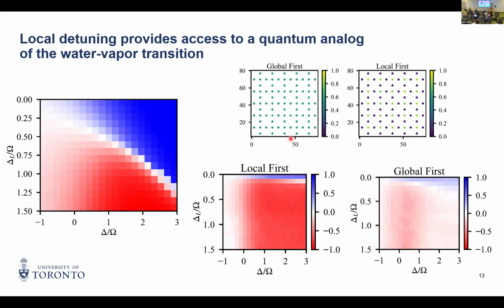But qualitatively, we see the same thing, which is that if we do the local first protocol, we can very well prepare this A site symmetric phase. If we do the global first protocol, we can access the BC symmetric phase. And you can see clearly that there's this first order phase transition here in the data. So this is good preliminary evidence that we can access this type of water vapor transition as well on quantum hardware.